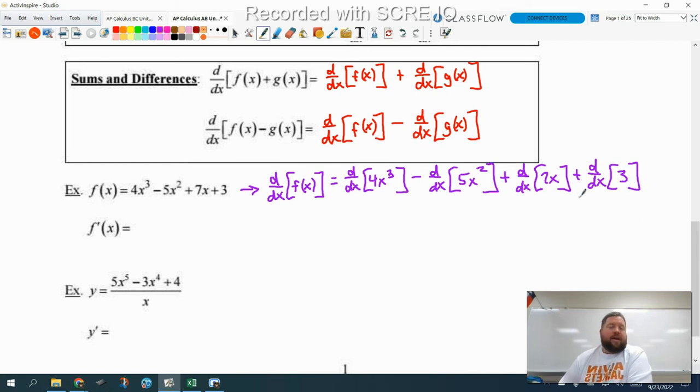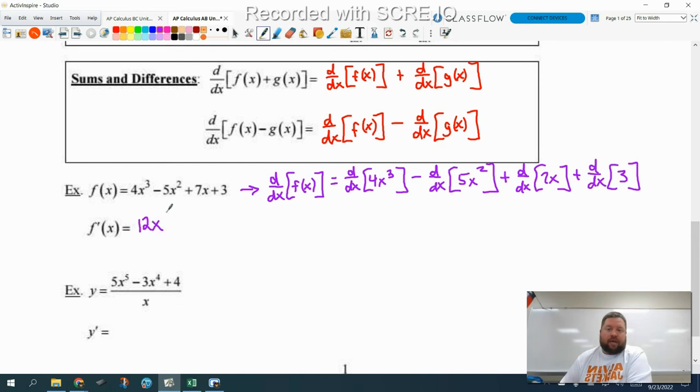Okay, now you're never going to write it out like that. All right, just know that all you have to do is take the derivative of each term individually, and then whatever the answers are, you add or subtract them back together, and that's the answer. Okay, so the derivative of 4x cubed, we multiply by 3, that's 12x.